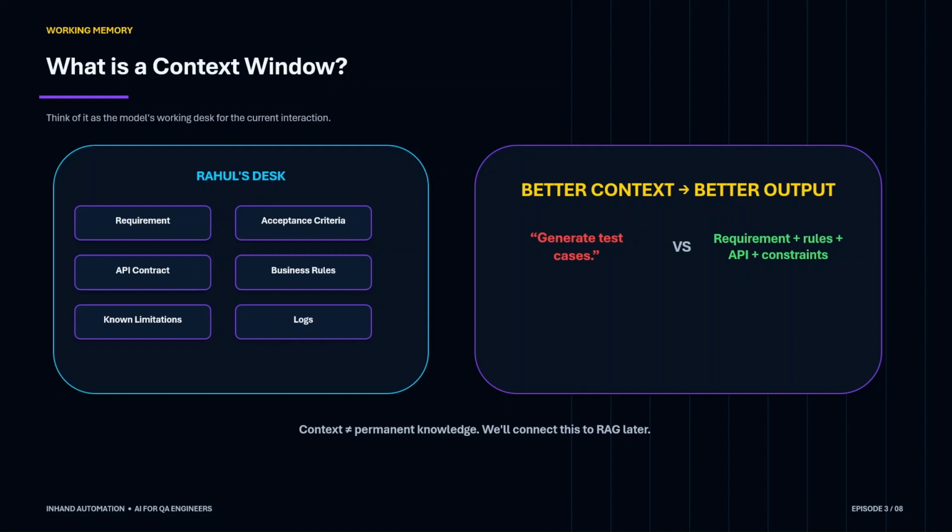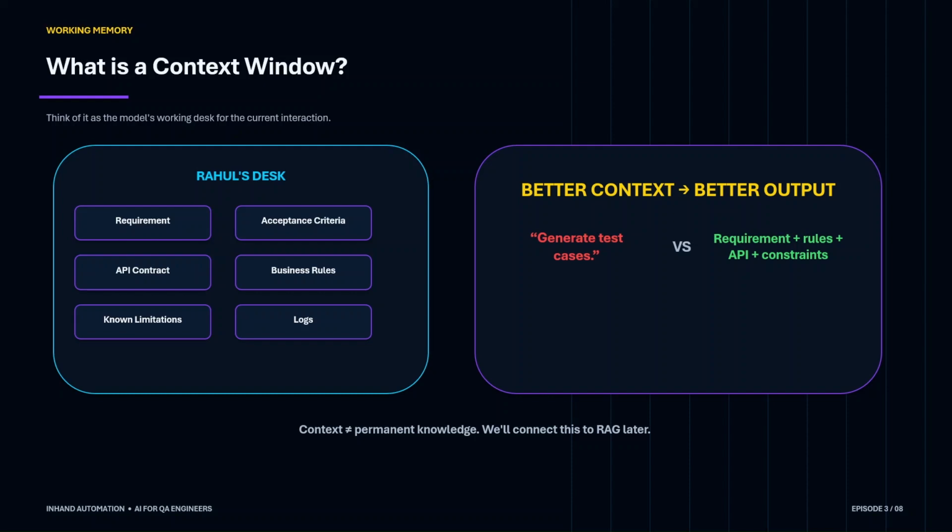But the desk has a limited size, right? An LLM also has a limit: how much information it can consider in a single context. That's a context limit we have, and that is commonly called the context window. Now, different models can support different sizes of context, and context is extremely important for QA engineers.